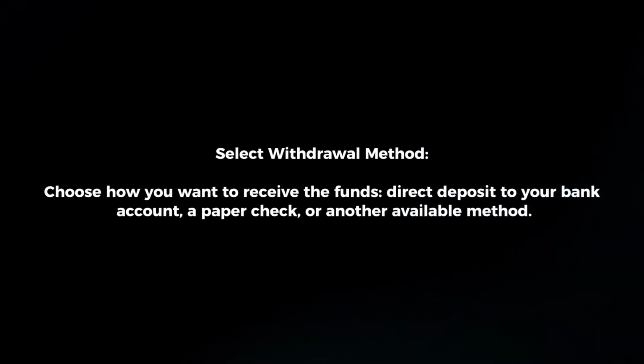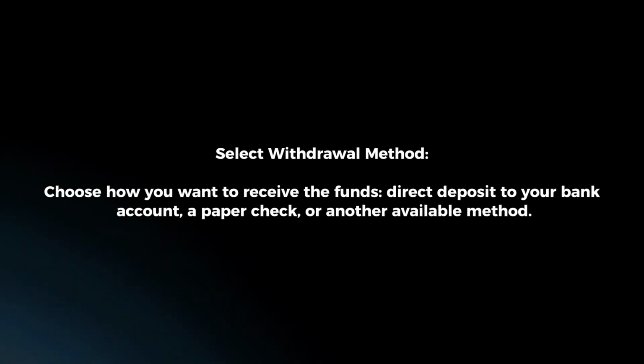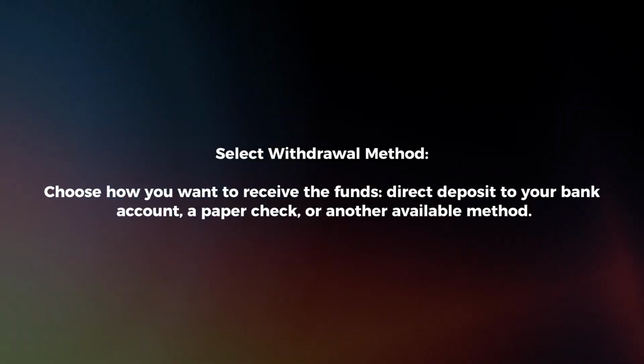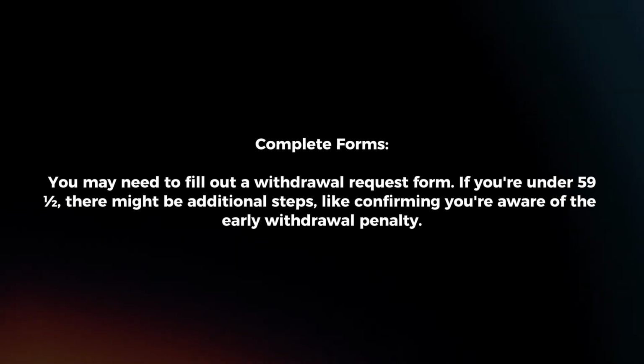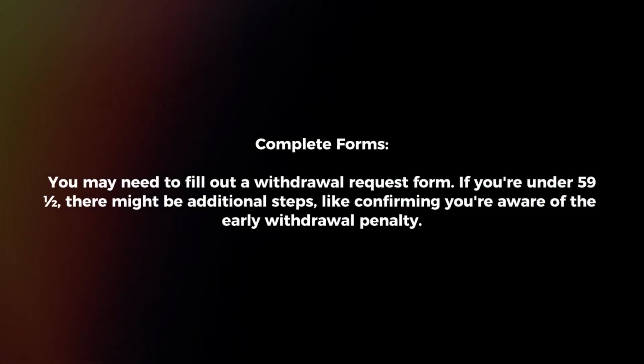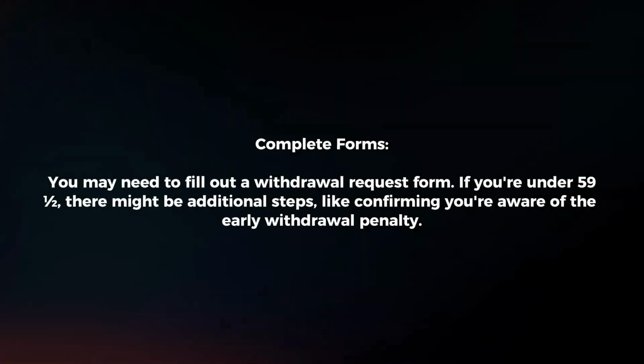Select withdrawal method. Choose how you want to receive the funds: direct deposit to your bank account, a paper check, or another available method. Complete forms. You may need to fill out the withdrawal request form. If you're under 59, there might be additional steps, like confirming you're aware of the early withdrawal penalty.